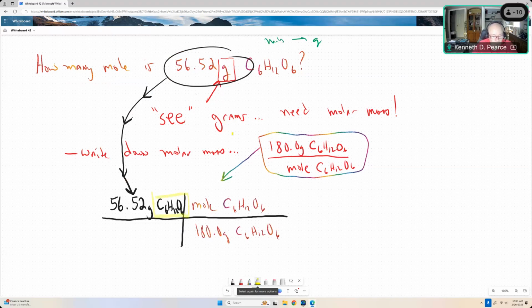And looky there, look at that. The grams glucose, and I might as well circle this one too, the grams glucose cancels. You see that? The grams glucose cancels, and the grams glucose cancels. Now what do we have left over? The mole C6H12O6. That's what's left over. And now we got something we can put in our calculator. And so we say 56.52 divided by 180.0.